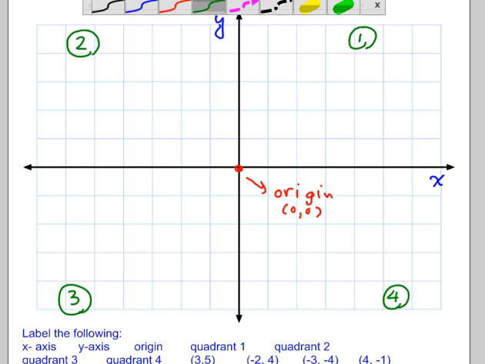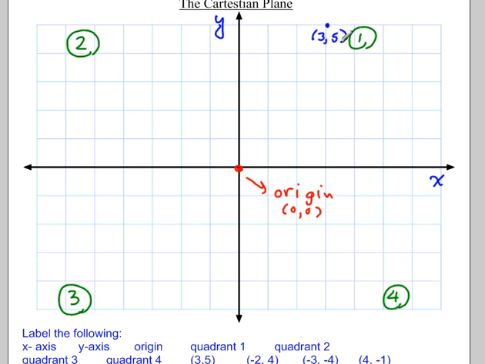Finally, we're going to plot some of these points. The first point is the point (3, 5). To do that, we're going to start at the origin. We're going to move to the right 3, and then we're going to move up 5. 1, 2, 3, 4, 5, and we're going to put a little dot, and we'll label it (3, 5). The next point is (-2, 4). Again, we start at the origin. This time we're going to move 2 to the left, -2, and then up 4. And we'll end up right there.